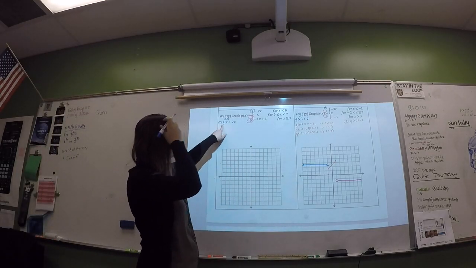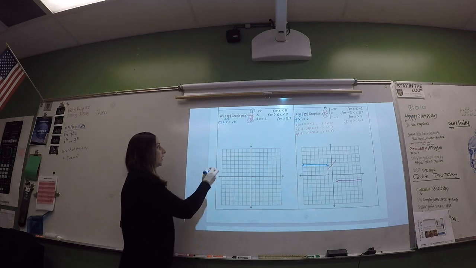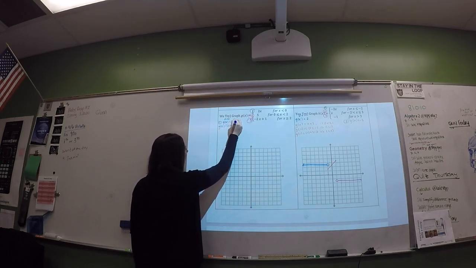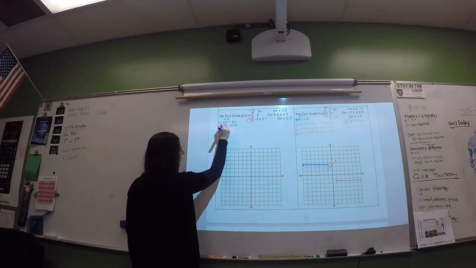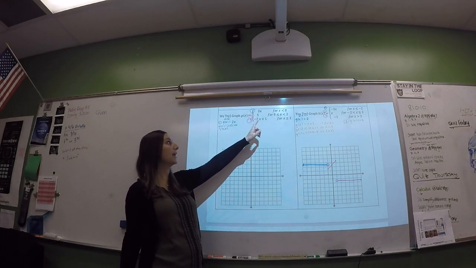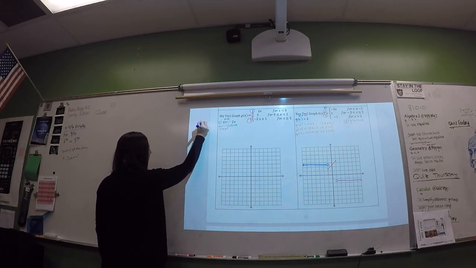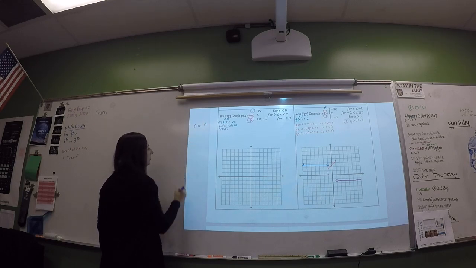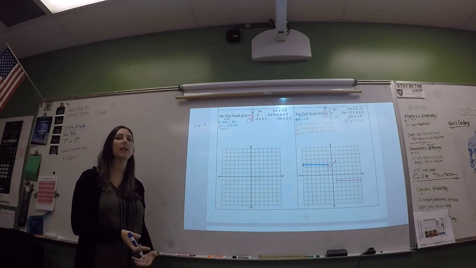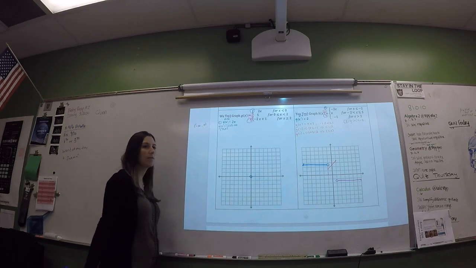So for the first piece of this function, we're going to start by plugging in 0. When you plug in 0, you get 0. Okay, so that means we have a point at 0, 0. Because it says x is less than 0, looking at that interval, that's our domain. 0 is not included in that domain, so it's going to be an open circle at 0, 0.